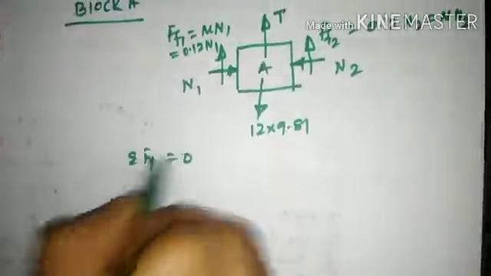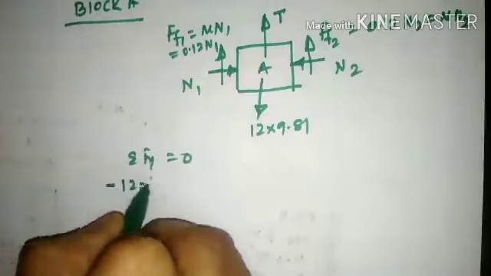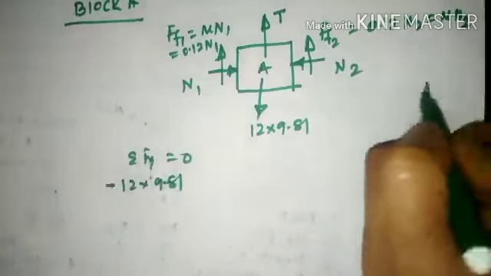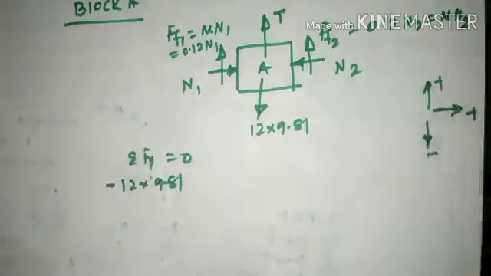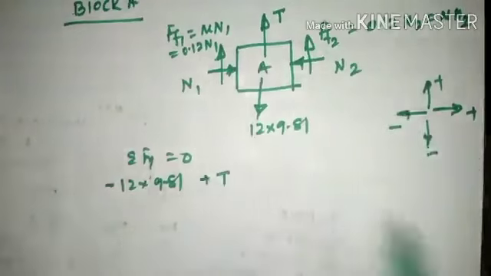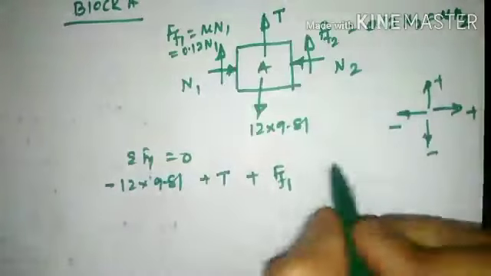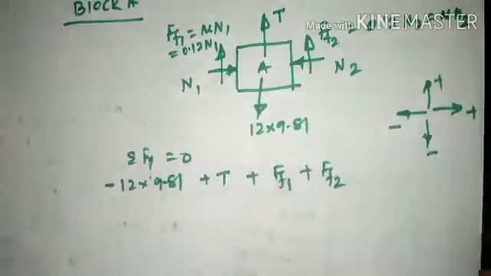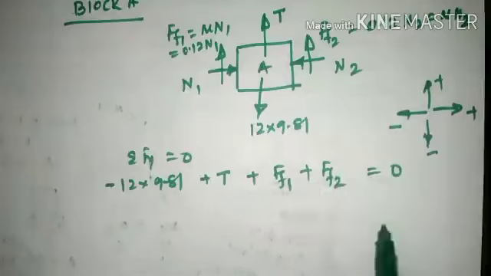Considering summation Fy is equal to 0. When you consider summation Fy is equal to 0, minus 12 into 9.81. Again, all upward forces are positive, all downward forces are negative, all right hand side forces are positive, all left hand side forces are negative. So minus 12 into 9.81 plus T, plus F of F1, this is upward, plus F of F2, that is equal to 0. Only 12 is downward, so negative. Remaining all forces are upward, so considered as positive.